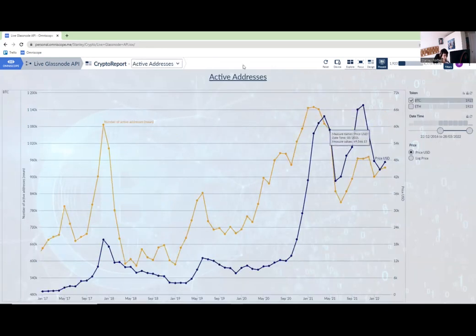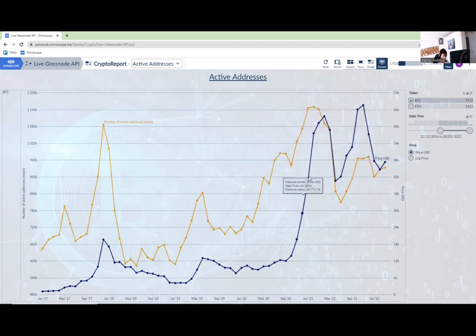Okay, so now let's just take a quick look at the active addresses. I find this metric interesting because it's useful to find divergences between what price action is doing and what actual sentiment in the market is, and what the on-chain data says. So here we have price in blue as usual, and in orange we have this metric active addresses. And it just really shows the activity on the blockchain compared to what price is doing.